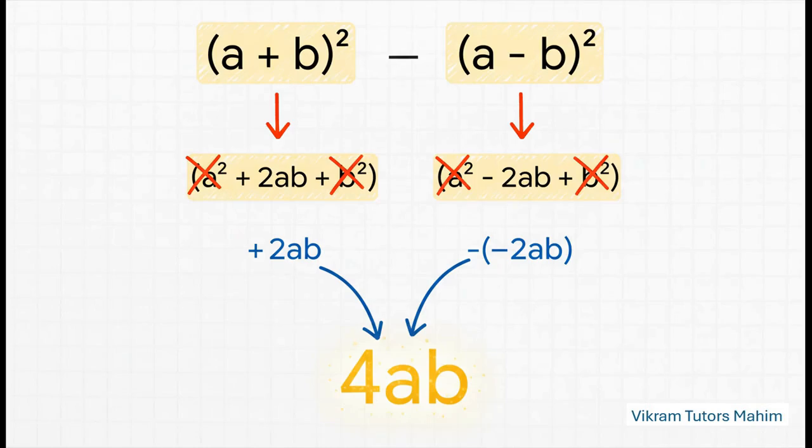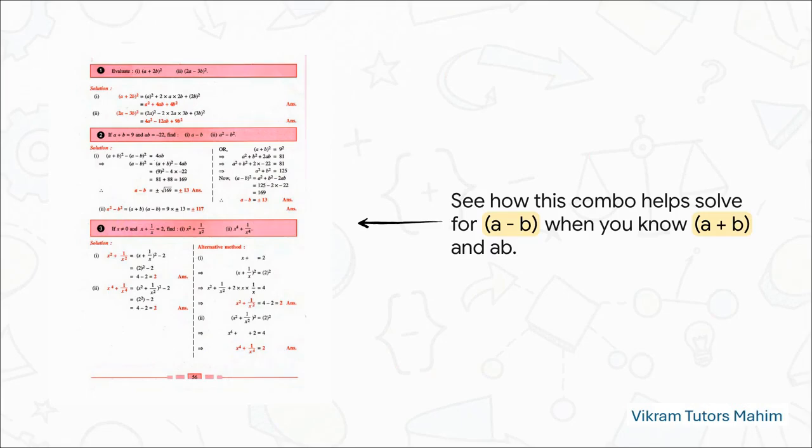Now this is where it gets really interesting. What happens when you combine our first two power-ups? If you actually subtract the minus remix from the master key, something kind of magical happens. The a squared and b squared terms completely cancel each other out, and you're left with this super clean, simple result, 4ab.